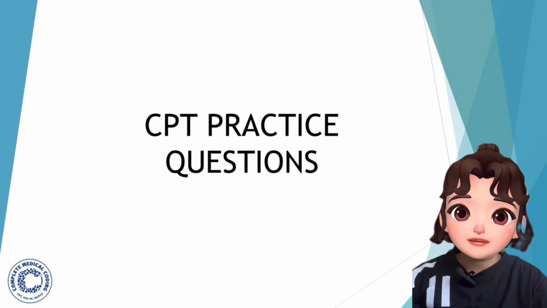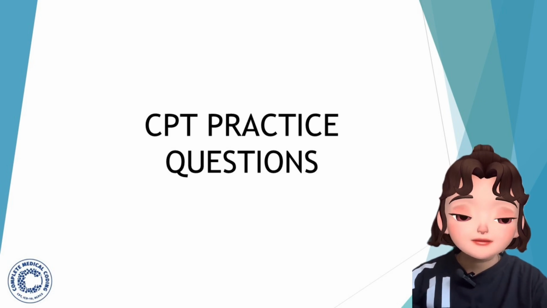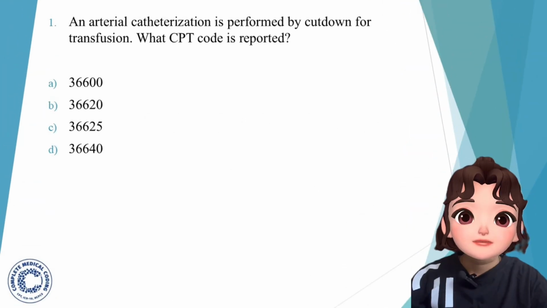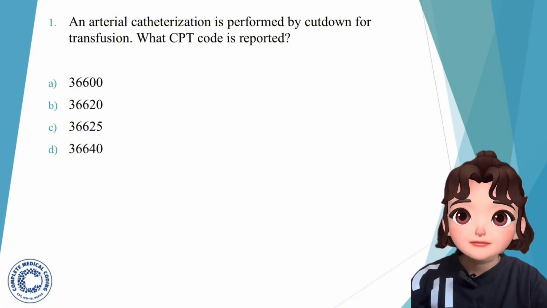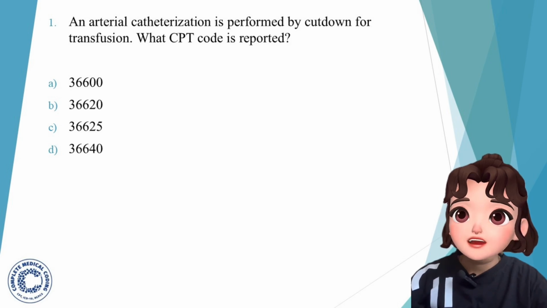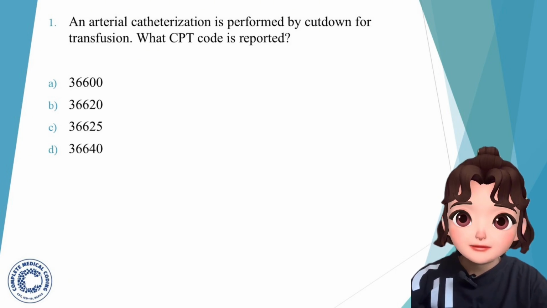Let's move to the questions directly one by one. First question. An arterial catheterization is performed by cut down for transfusion. What CPT code is reported?